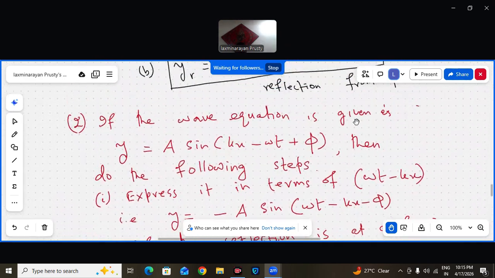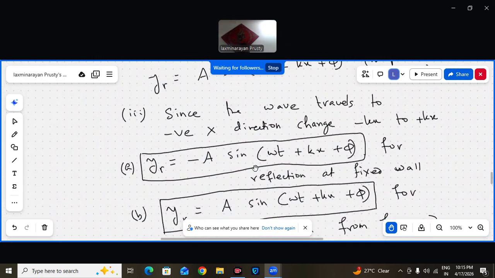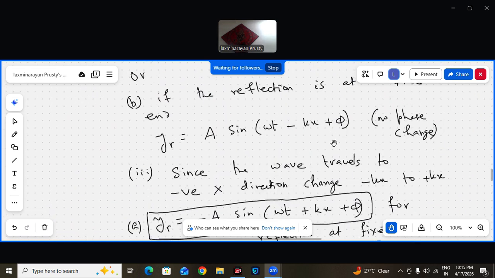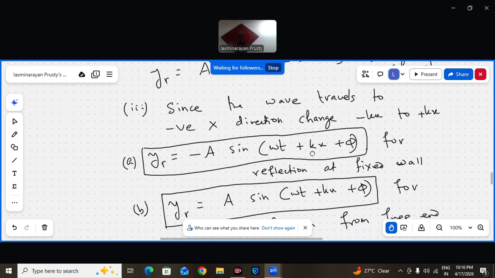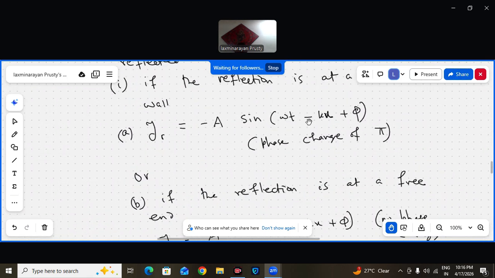What you have to do is convert it to omega t minus kx. Better to make it omega t minus kx minus phi. After that, if it is a fixed end, that minus will again change to plus, and the kx. We made it minus A sine omega t minus kx plus phi. Then if it is a fixed end, put a phase change of pi.